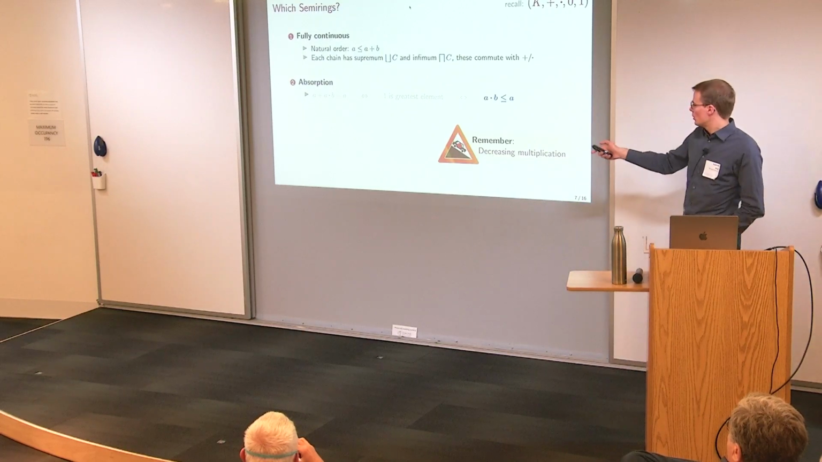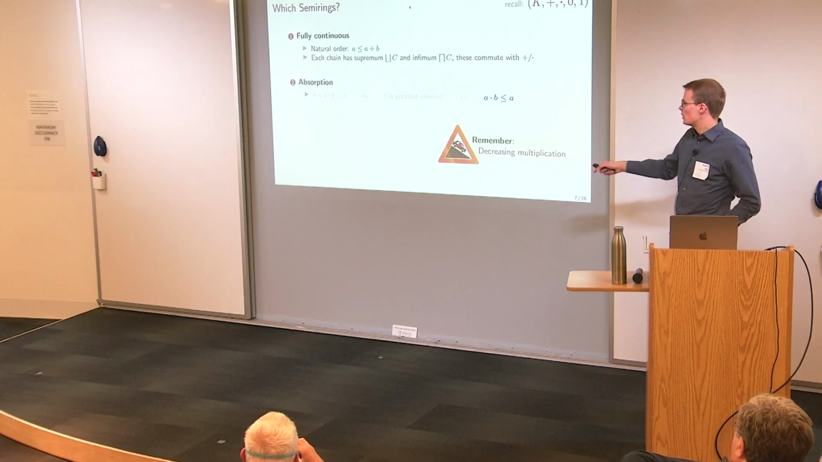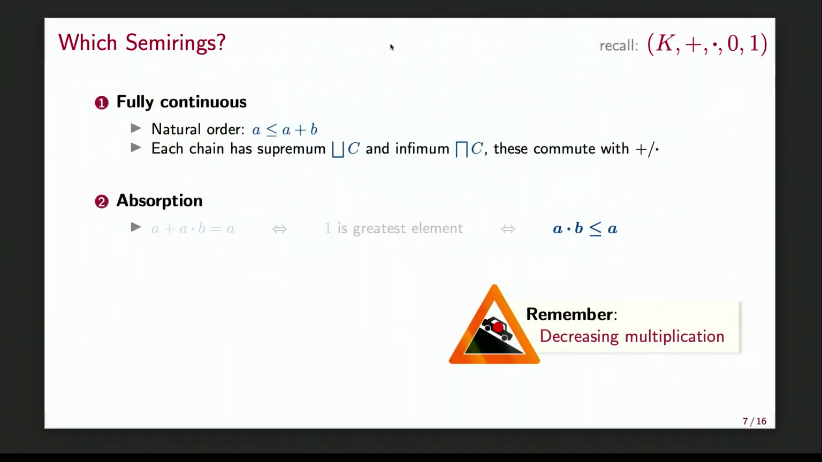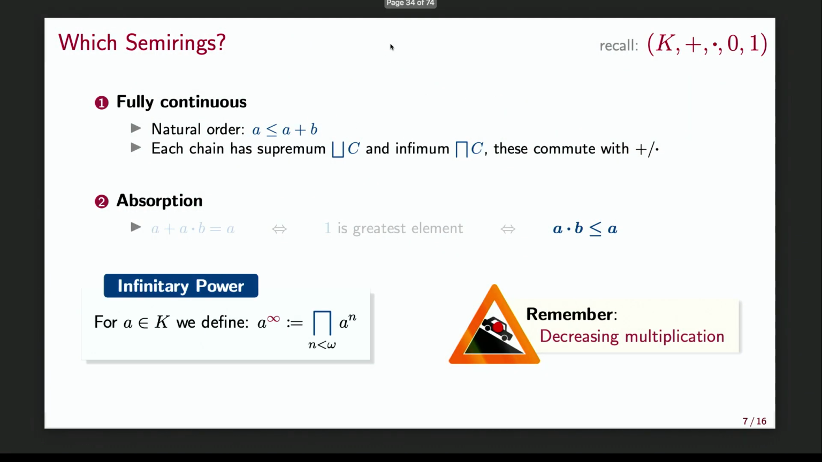Yeah. Okay, so now we have that multiplication is decreasing. So if we multiply the same element repeatedly, we get a decreasing chain. And this converges. The infimum of this is then some value because of our assumption here. And this defines this infinite power operation. Just repeatedly multiply the value and take the infimum of that. Okay, so these are all the ingredients we need.